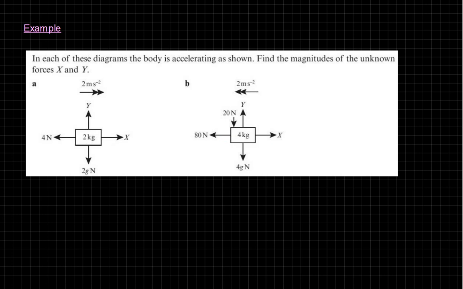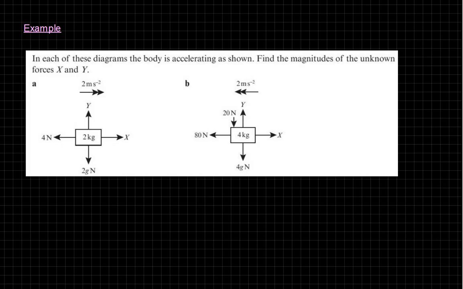Okay, so let's look at A then. The idea is you've got 4 forces on this object, and then you've been told this acceleration. Now the thing about this acceleration is that it's going horizontally and it's going to the right. So what that means is there's absolutely no vertical acceleration, right? The acceleration is only going horizontally.